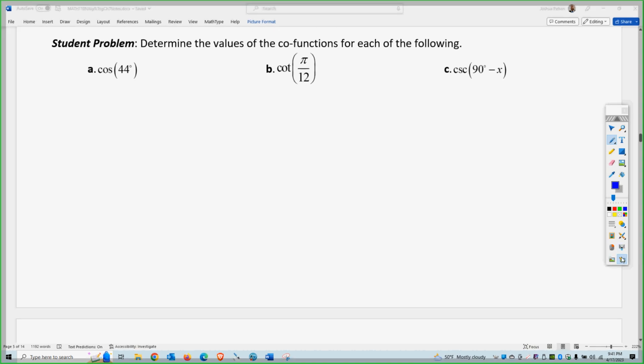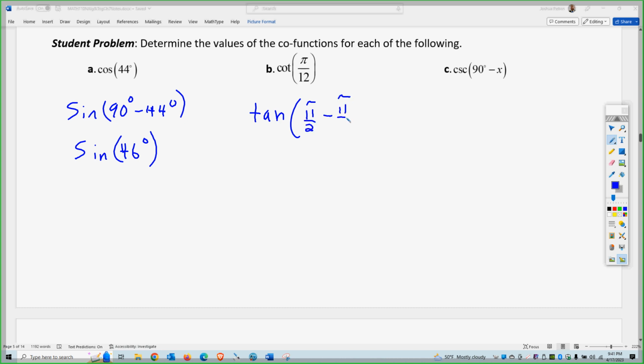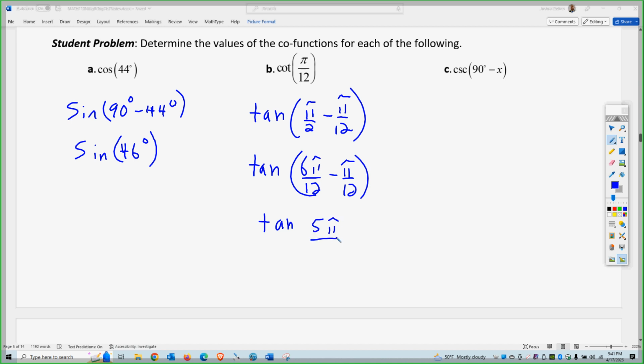Okay, so the cosine of 44 is the same as sine of 90 minus 44. So that gives you the sine of 46 degrees. And then the cotangent cofunction is tangent. So that's 90 degrees minus pi over 12, right? So if I turn those to both the common denominators of 12, that's 6 pi over 12 minus pi over 12. So that gives you the tangent of 5 pi over 12, right?